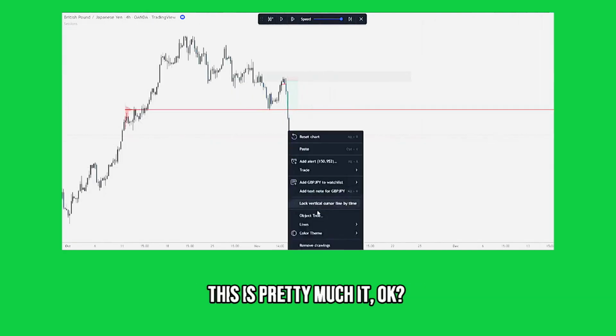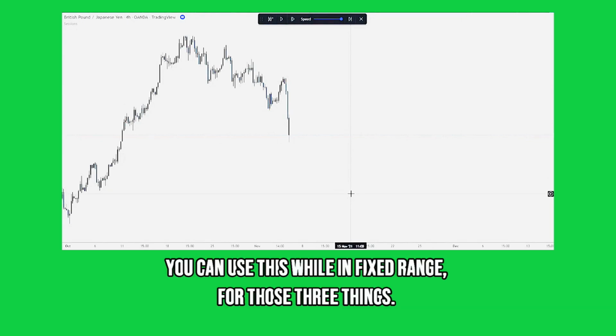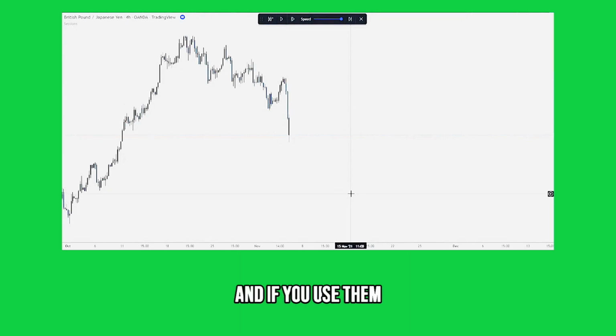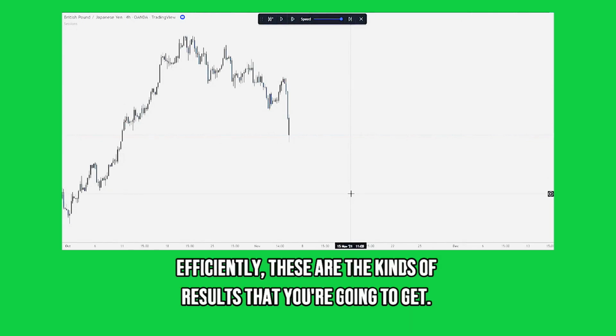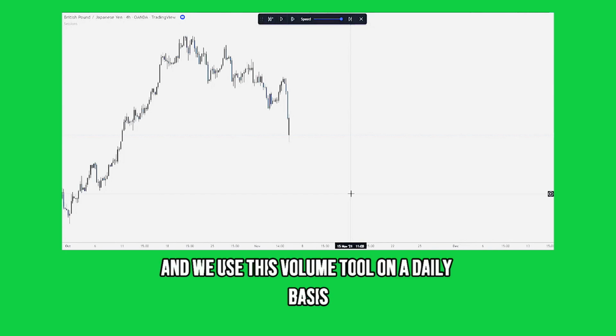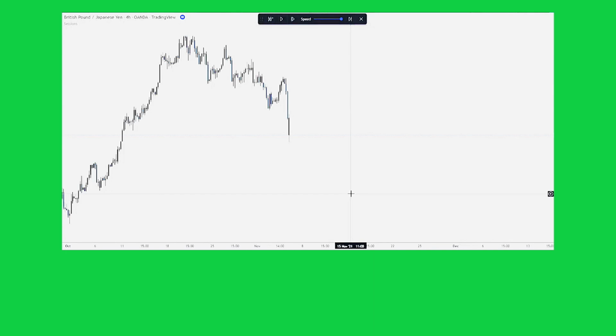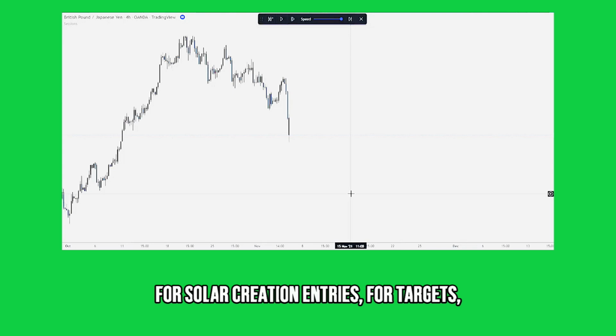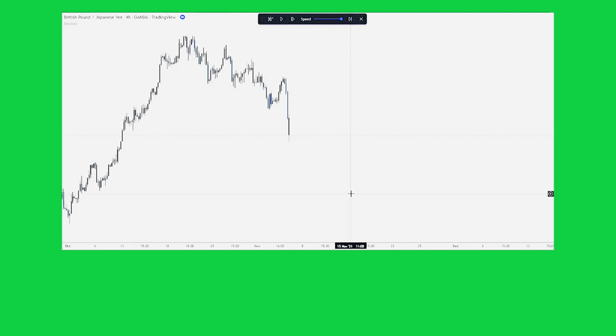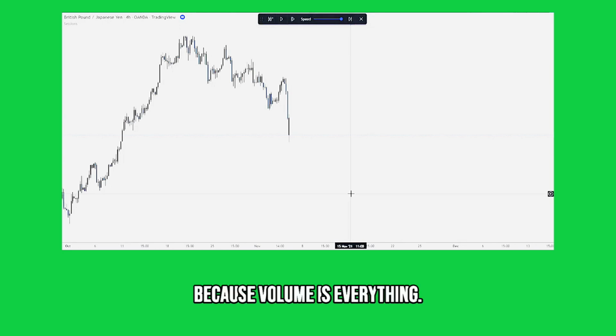So guys, this is pretty much it, okay? You can use this volume fixed range for those 3 things, and if you use them efficiently, these are the kind of results that you're going to get, okay? And we use this volume tool on a daily basis for zone creation, for entries, for targets, for basically everything, because volume is everything, right?